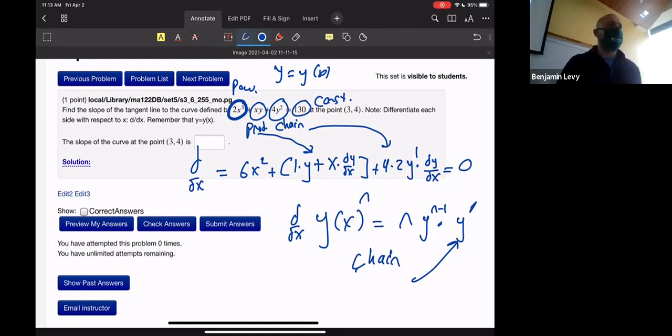And then the last part is to solve for the derivative and plug the point in. But I think that's the hardest part. So are there questions about the first part? Anyone online have a question about that? Nope.